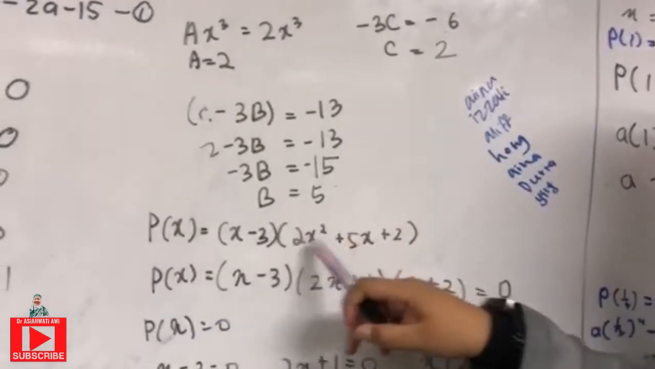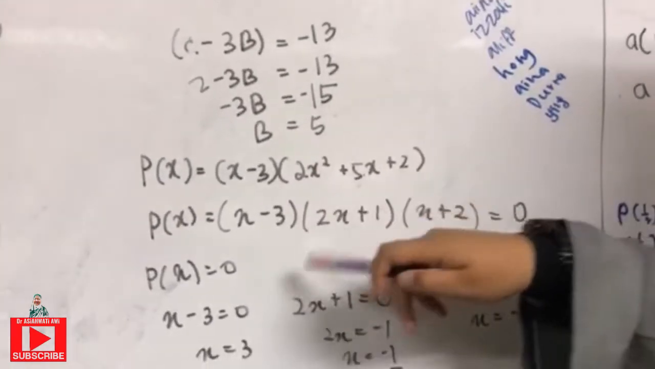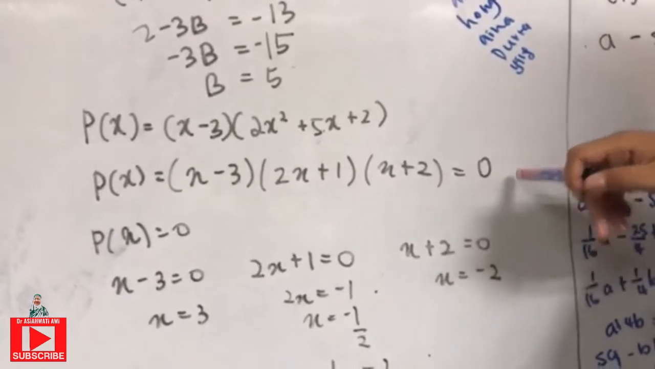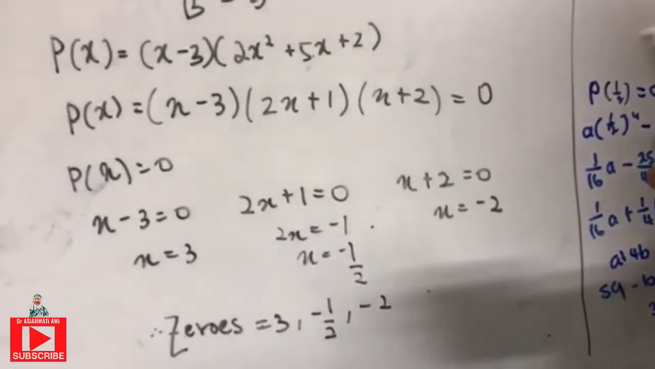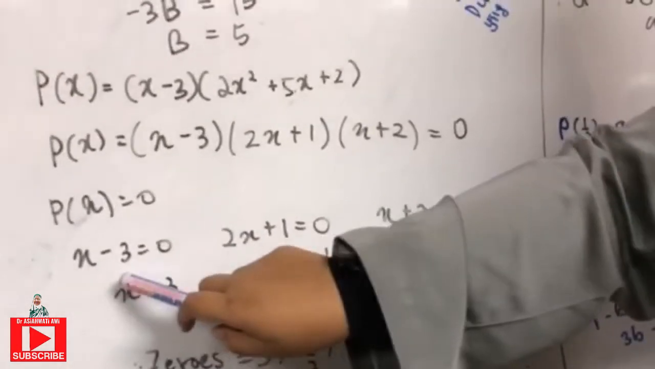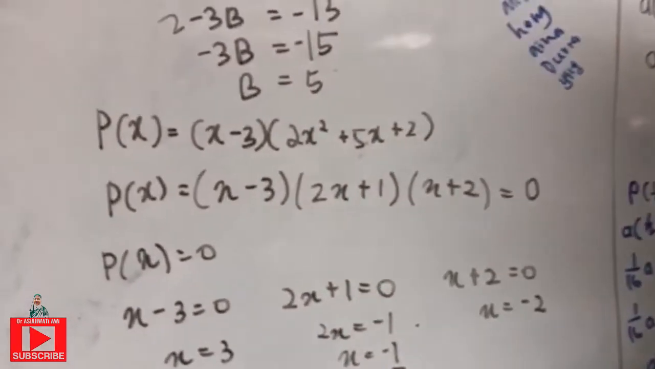So we just find the factors for this one. So we got (x minus 2)(2x plus 1)(x plus 2) equals to 0, because the question says hence find the zeros of p(x). So p(x) equals to 0. So x minus 3 equals to 0.